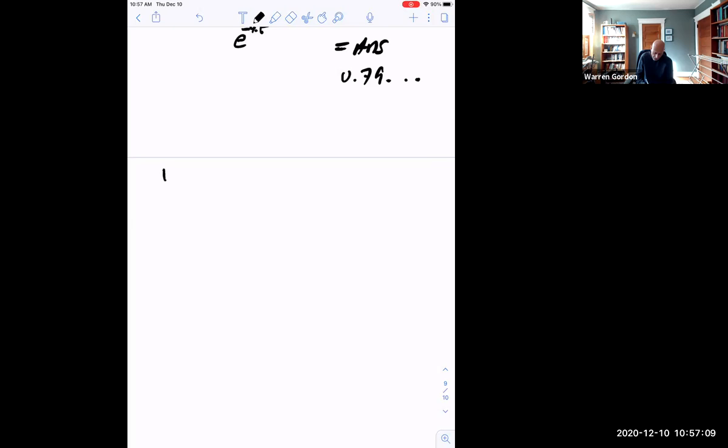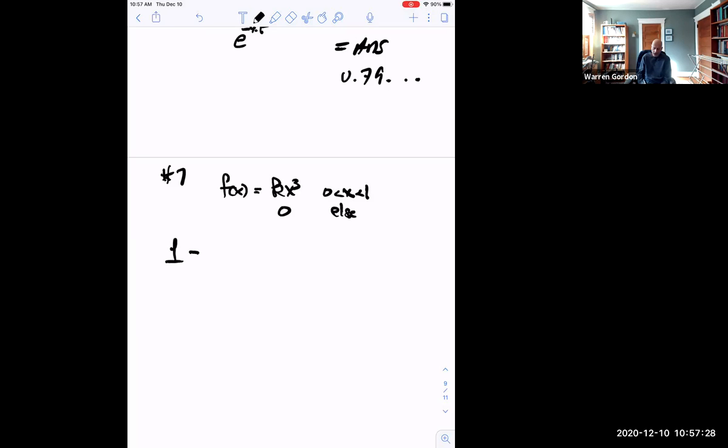I give you the random variable f of x is equal to kx cubed if x is between 0 and 1 and 0 elsewhere. And the first thing I do is ask you to find k.